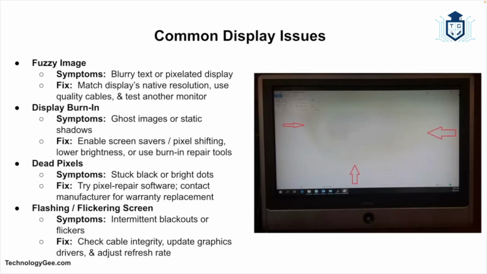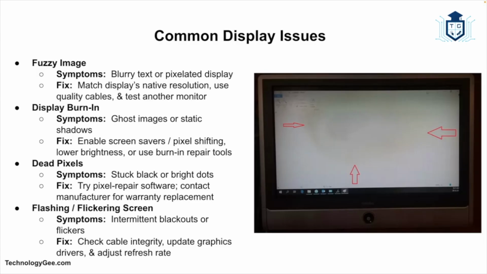Then you want to examine the cable quality. A low quality cable or one that's too long can cause a fuzzy image. So consider using a high quality HDMI or DisplayPort cable that's appropriate for your display's resolution. And then you want to test on another monitor. If the image is fuzzy, then try connecting your device to a different monitor or projector, because this will help you determine if the problem lies with the display itself or the source device.